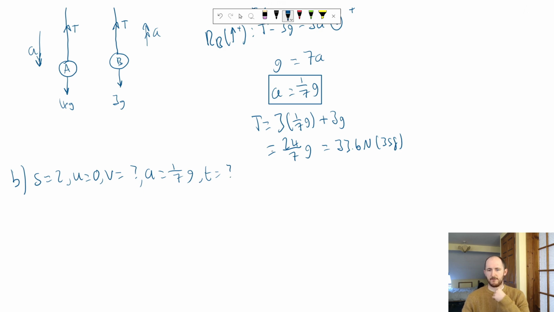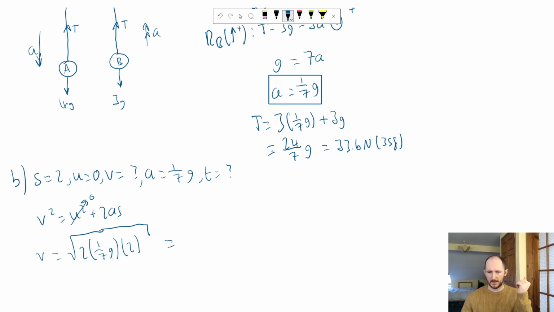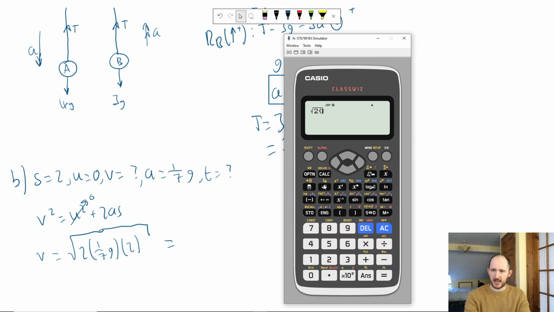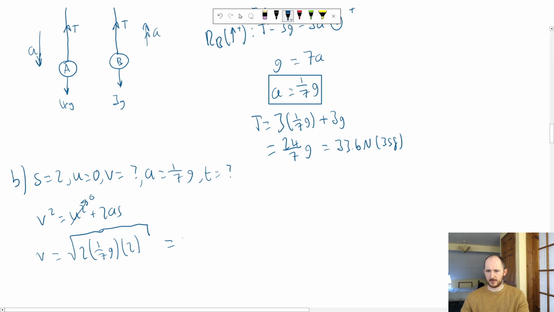Cool. So V squared equals U squared plus 2AS is probably what I'll use. And once again, U goes to 0. Nice and easy. So V is just equal to the square root of 2 times 1/7 G multiplied by S, which is again 2. Excuse the really poor handwriting at times. So square root 2, and we have G over 7, so 9.81 divided by 7 multiplied by 2 gives me a pretty hideous number, 2.37 meters per second. So let's keep it as that. That would be a 2 marker.